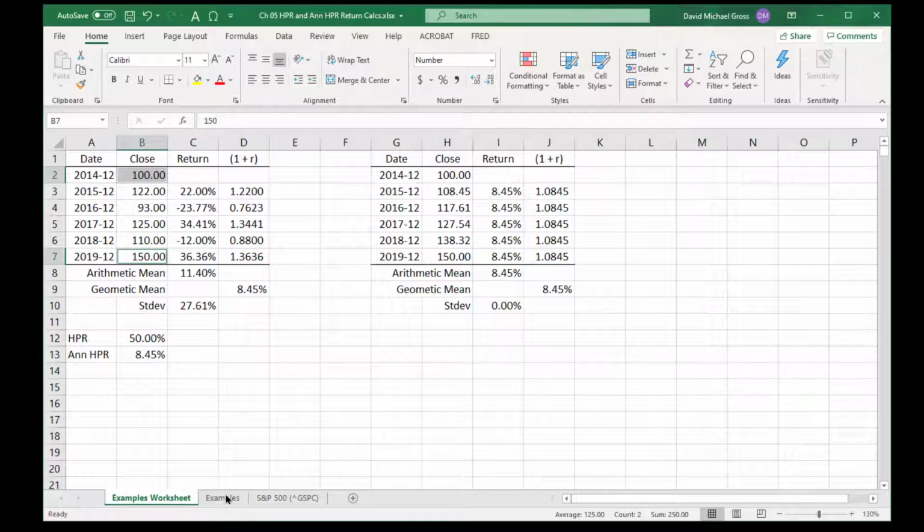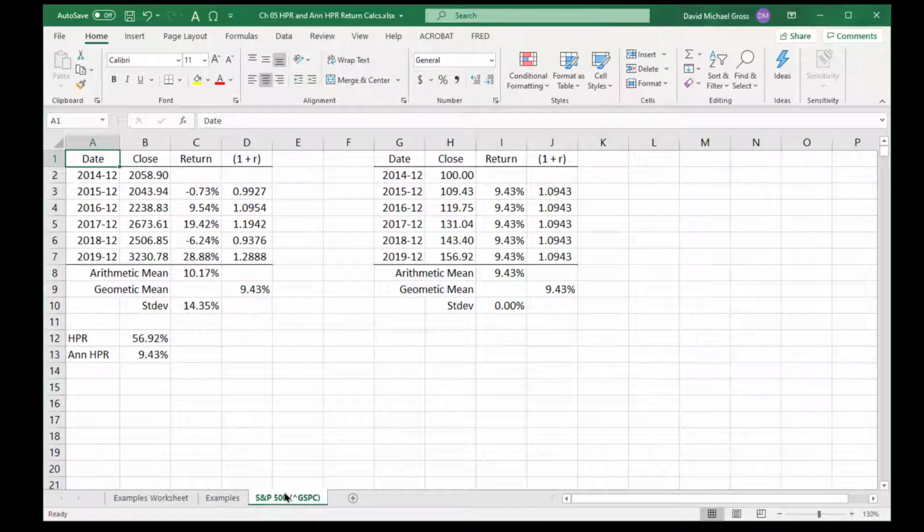And here is the same example with the numbers all computed. And here I have actual S&P 500 data. What I did was I went to Yahoo Finance and just pulled the December 31st, or the last trading day of the year close for the S&P 500, and I can see how we did. And here we lost 0.73% for 2015, 2016, 2017, 2018, and then 2019. And I can see the arithmetic average was 10%, but this is very important, the geometric mean is 9.43.